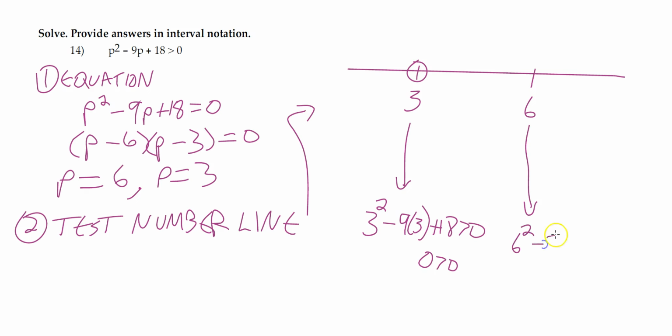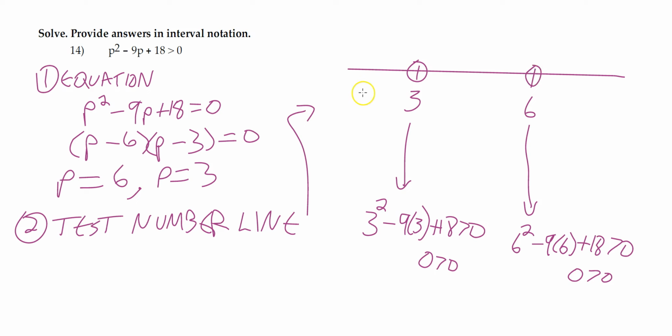6 squared minus 9 times 6 plus 18. That would be 36 minus 54 is negative 18, plus 18 is 0. Okay, great. So we have equals, so that checks our equation, but it's not true. So again, another hollow dot.